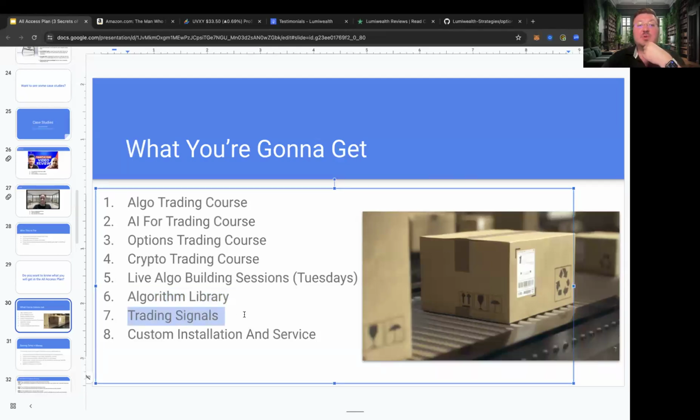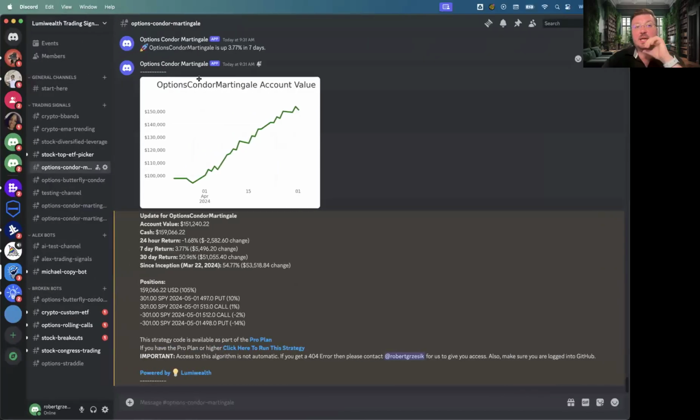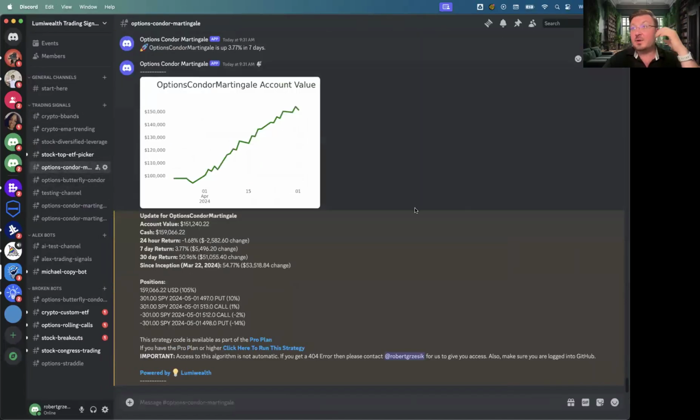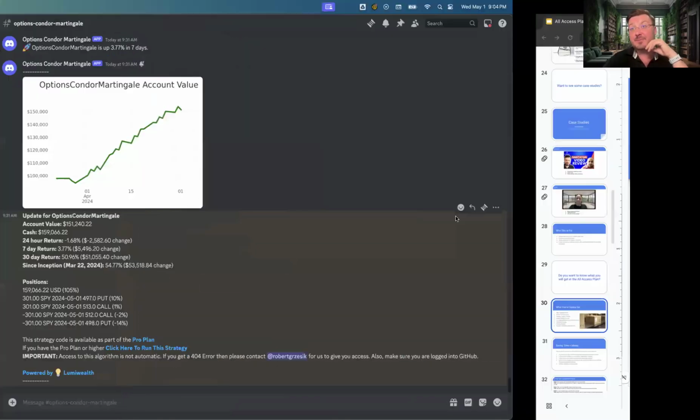Then also you get access to our trading signals. Our trading signals are basically these here. You could actually watch these algorithms trade, see what they're doing, see what they're buying and selling. You could go through each one of them and see how this algorithm is doing and what it's trading like. And you could just follow it along if you want to, or just see how it's doing.